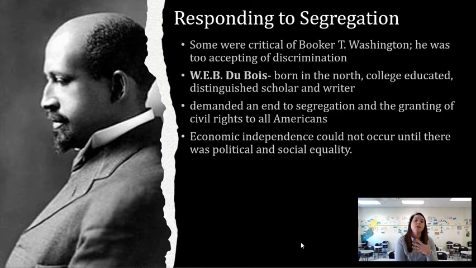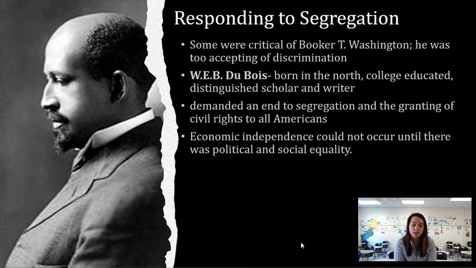He wants for African Americans to be treated equally in this country, but he criticized Booker T. He said, no, I'm not going to accept discrimination. We need to demand equality. His background is very different. Born in the North, never experienced the discrimination that Southern blacks experience. He was college educated. He was a writer, an author. Whites read his books and supported him.